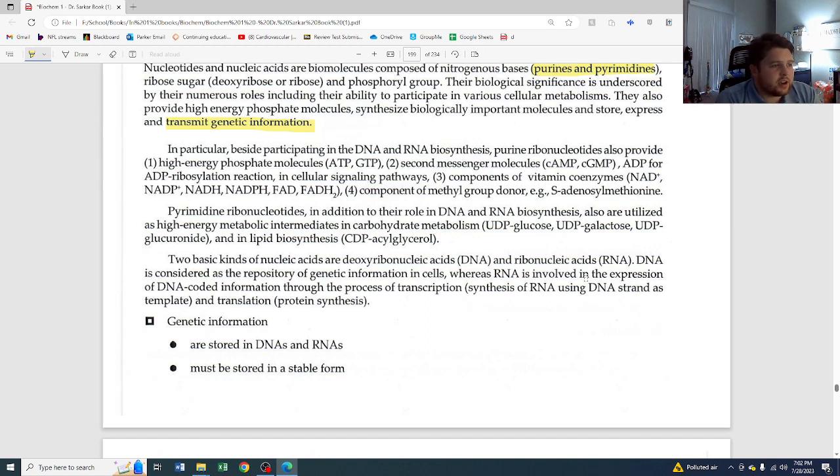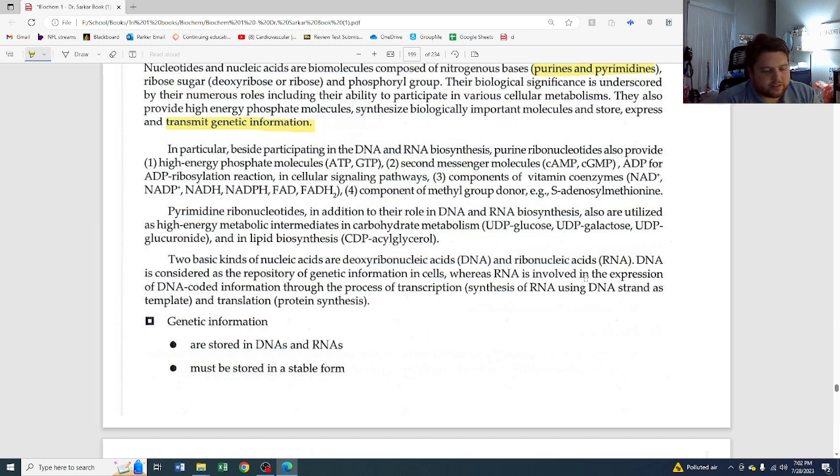So we also have components of vitamin coenzymes such as NAD+, NADP+, NADH, NADPH, FAD, and FADH2, which we talked all about when we were covering all through the different cycles of metabolism. Go ahead and pause for a second and try and think back and remember where we saw each of these different things. So like the NAD+, we're focusing a lot on from glycolysis to the Krebs cycle, and then NADH being used in the electron transport chain.